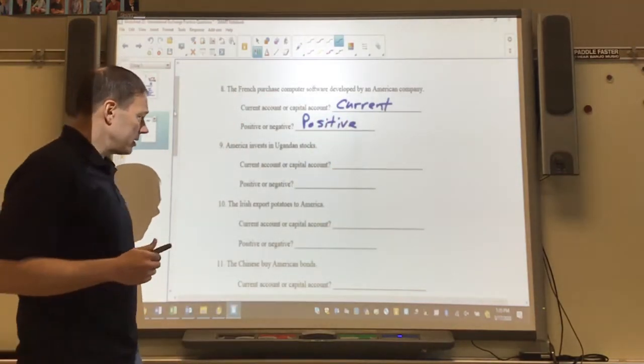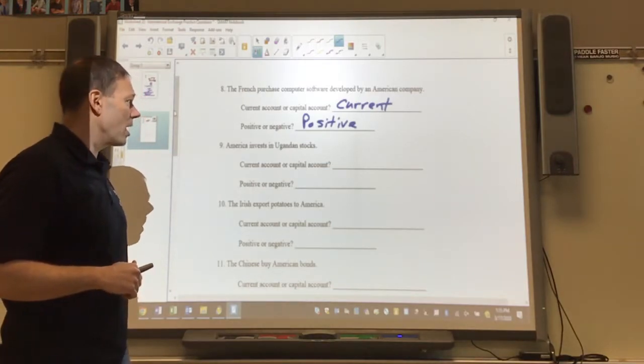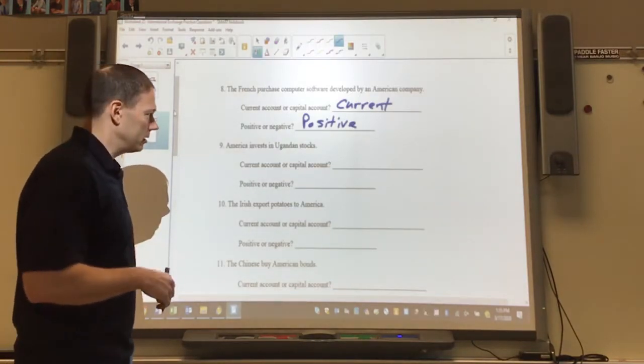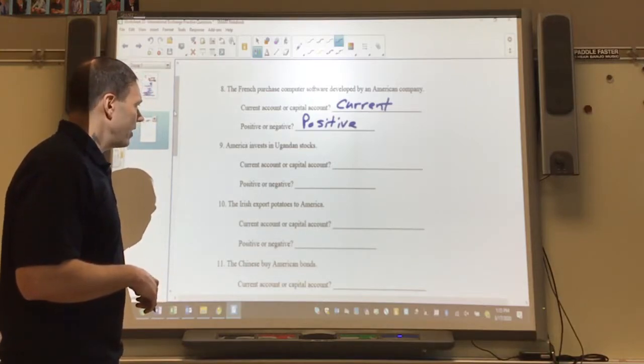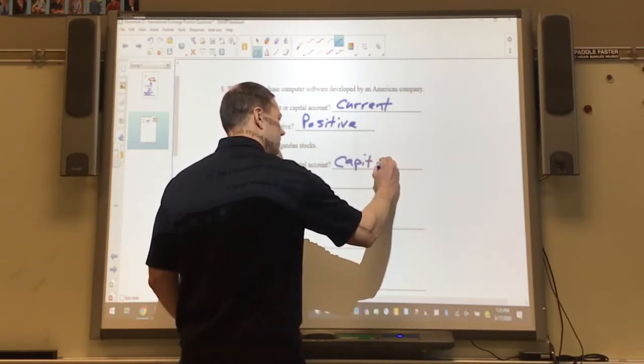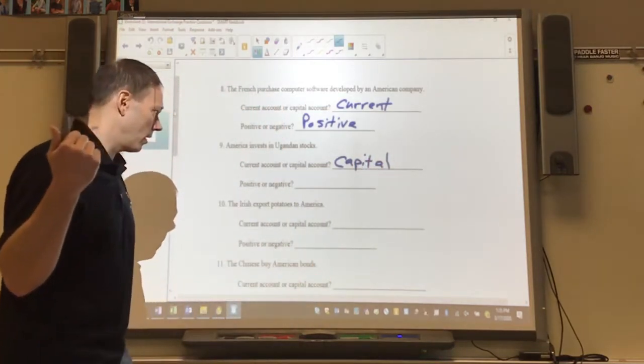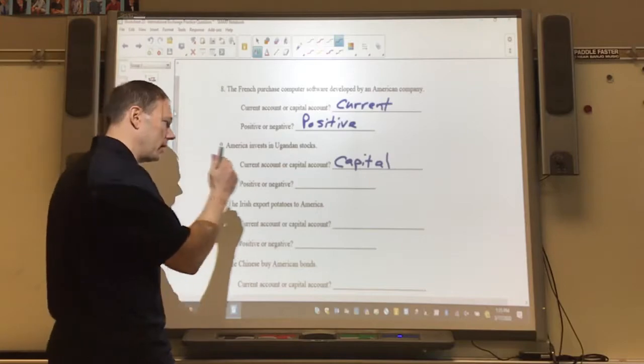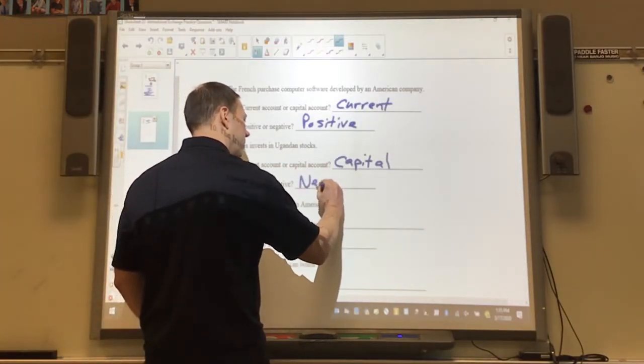All right, America, this happens all the time. We invest in Ugandan stocks. It's a common thing that you probably hear about. We invest in Ugandan stocks. Obviously, we're talking about the capital account because we're talking about investments. And if we get the stocks and Uganda gets the money, that puts our capital account in the negative.